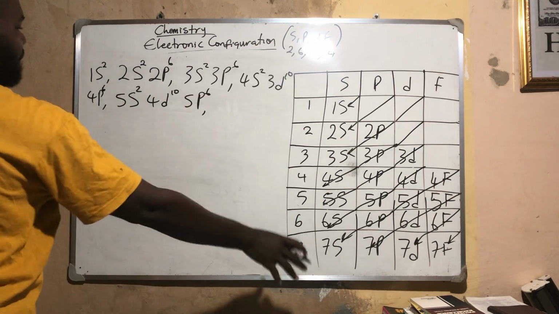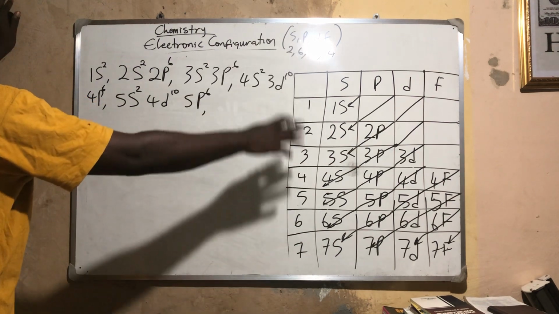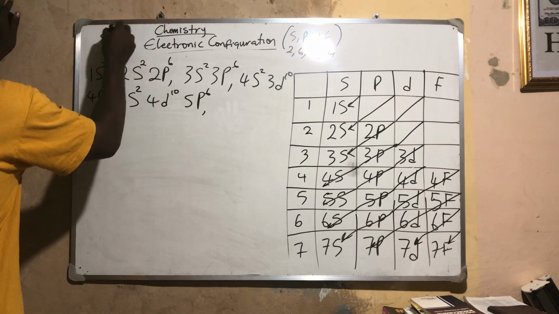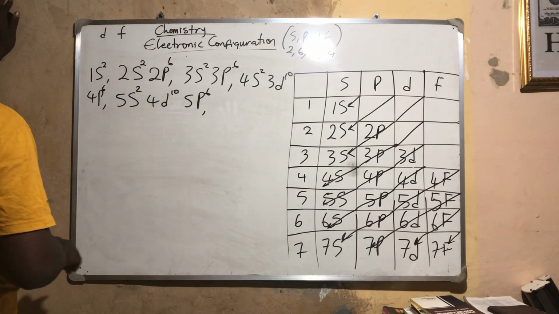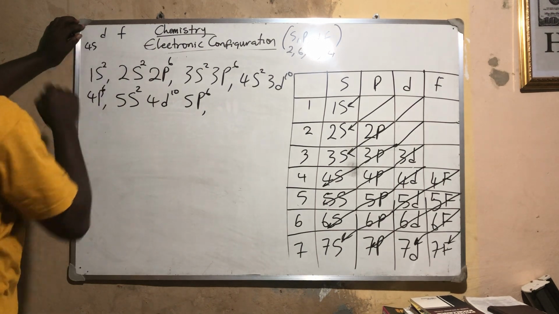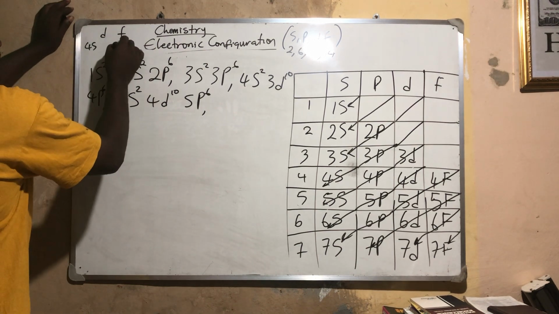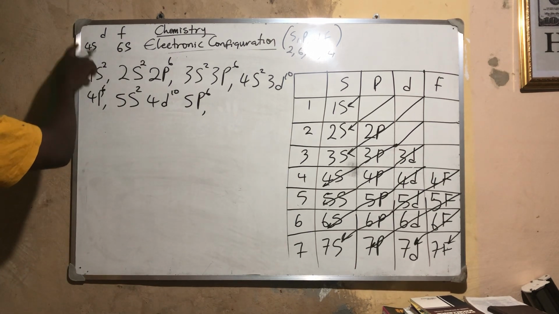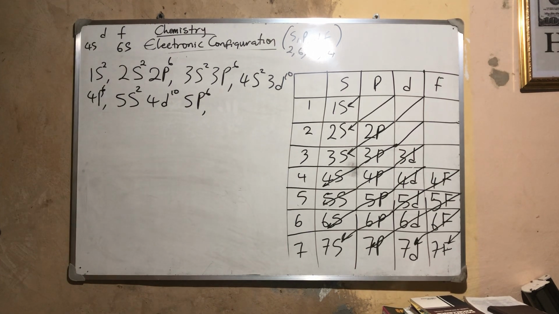Then you may not be able to start drawing this thing before you write the electronic configuration. Just know where D and F came in. That's all. D came in immediately after 4s, and F came in immediately after 6s. So if you just add 2 to this, you know when the other one is coming in.